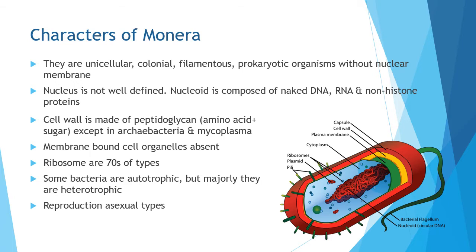Their cell wall is made of peptidoglycan, except in Archaebacteria and Mycoplasma. They don't have any membrane-bound organelles. Their ribosomes are 70S types. Some bacteria are autotrophic, but majorly they are heterotrophic. And their reproduction is asexual.